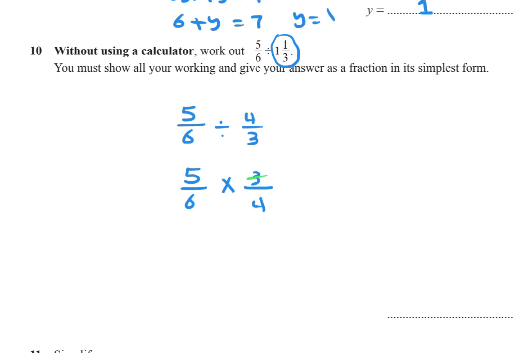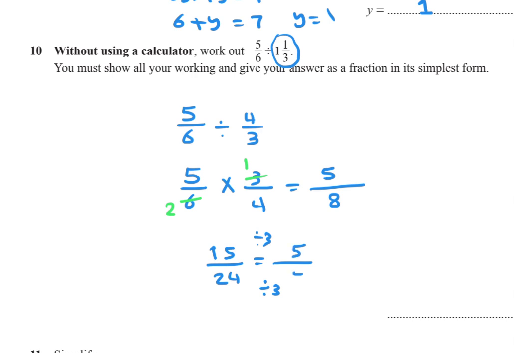Now simplify before you multiply. We have 3 and 6 divisible by 3. 3 divided by 3 is 1. 6 divided by 3 equals 2. Now multiply the numerators: 5 times 1 equals 5. 2 times 4 equals 8. So 5 over 8. Or you can multiply and simplify later. 5 times 3 equals 15. 6 times 4 is 24. Then divide by 3, divide by 3. You get the same answer, 5 over 8.